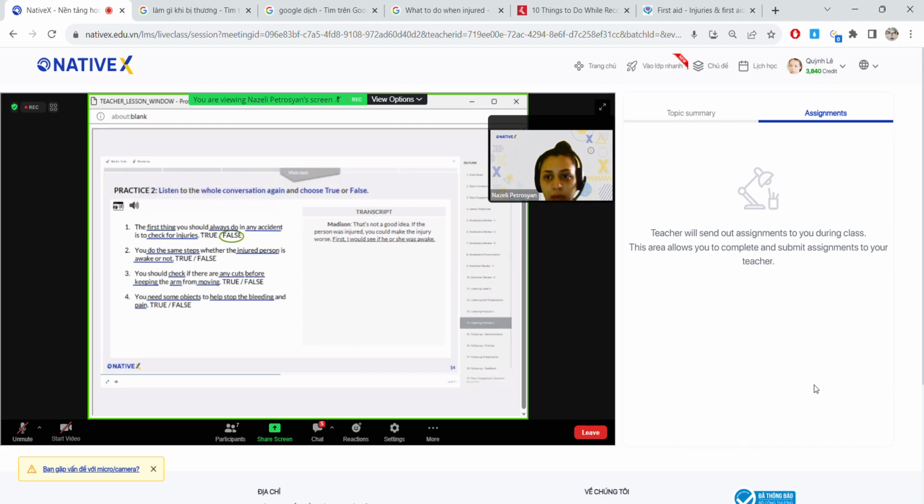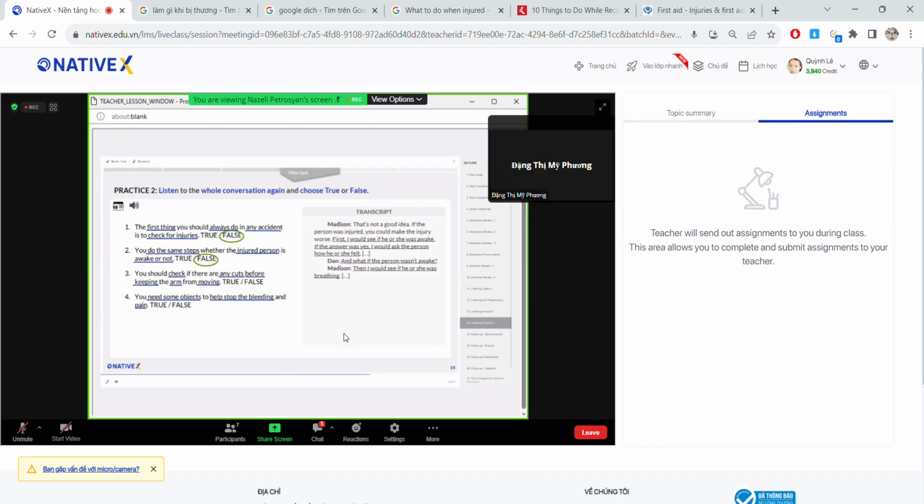Okay, so I want to ask Finn, what do you think about the second one? Yes, I think it's false. Okay, can you explain why? Because if a person is awake, she will ask her how she feels. Yes. Okay, so she would do different things, right? Different actions. Yes. Okay. So yes. Go.